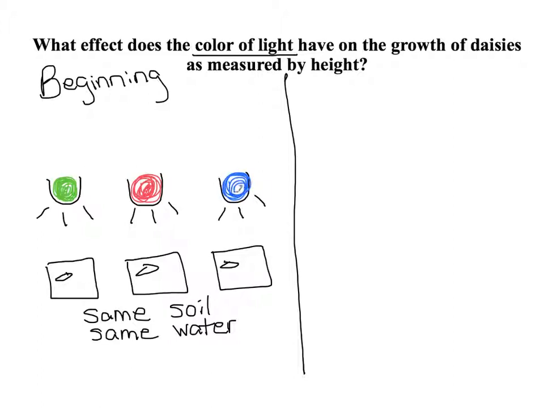Here we go. Okay. So at the beginning of the experiment, if I just draw the picture and think about it, there's only one thing that's different. And the one thing that's different is the color of light. Well, the one thing that is different when you set up your experiment at the beginning is your independent variable. So in this experiment, my independent variable is just the color of light. That's the one thing that's different.